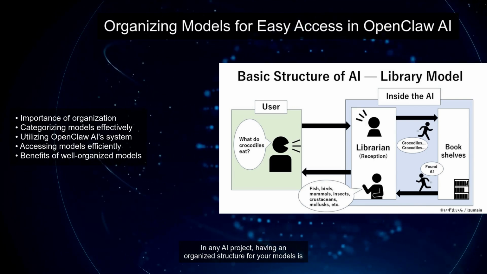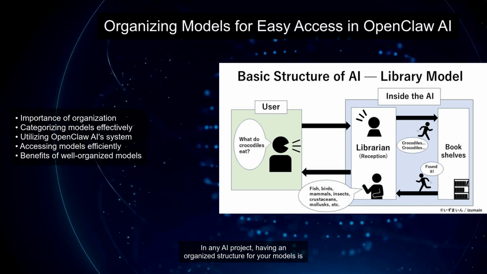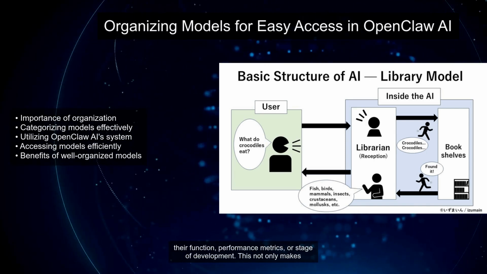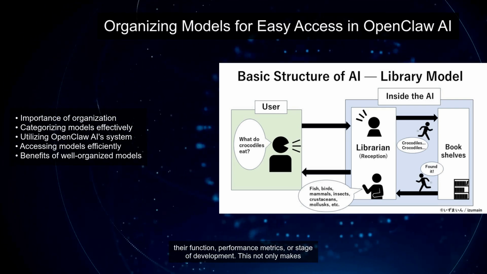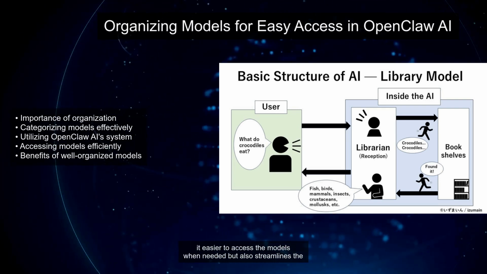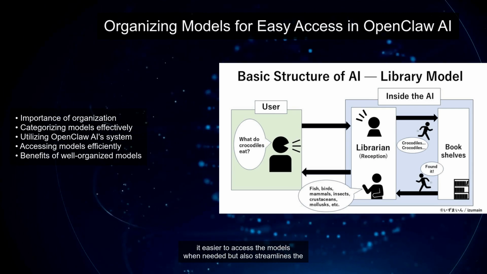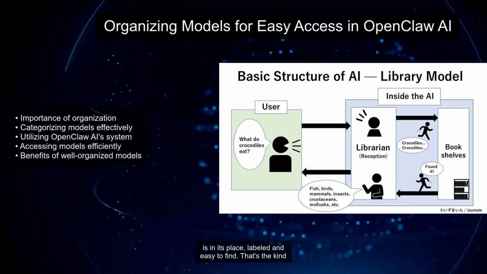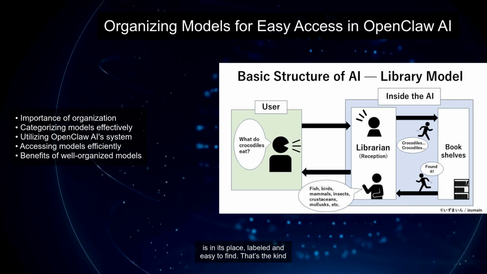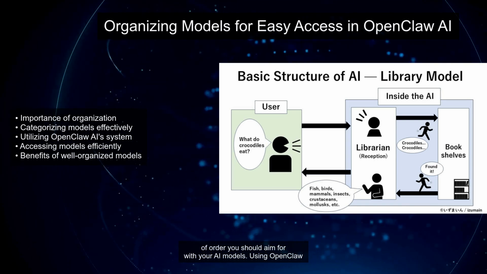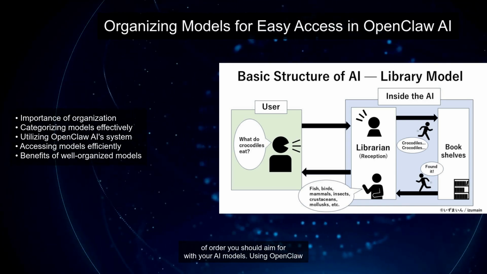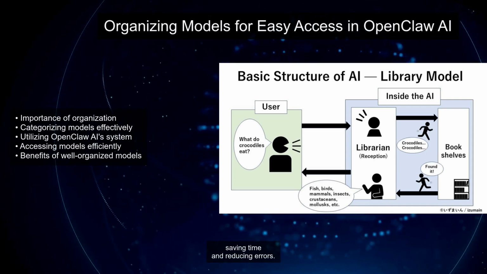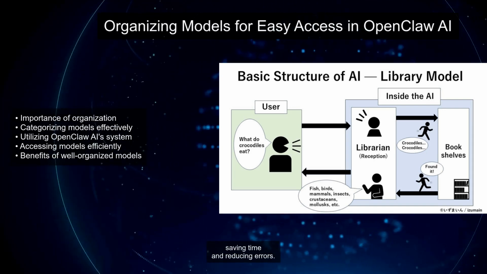In any AI project, having an organized structure for your models is fundamental. With OpenClaw AI, you can categorize and tag models based on their function, performance metrics, or stage of development. This not only makes it easier to access the models when needed but also streamlines the process of updating and deploying them. Imagine a library where every book is in its place, labeled and easy to find. That's the kind of order you should aim for with your AI models. Using OpenClaw AI's intuitive user interface, you can quickly sort and retrieve your models, saving time and reducing errors.